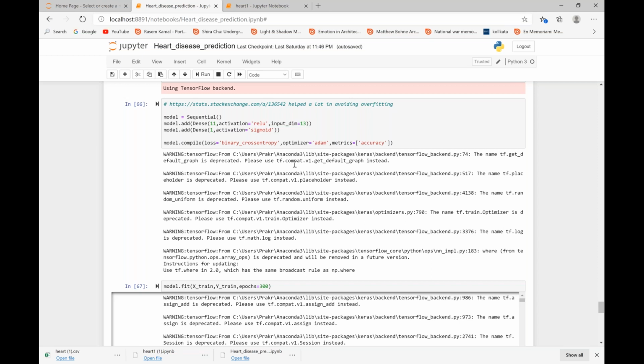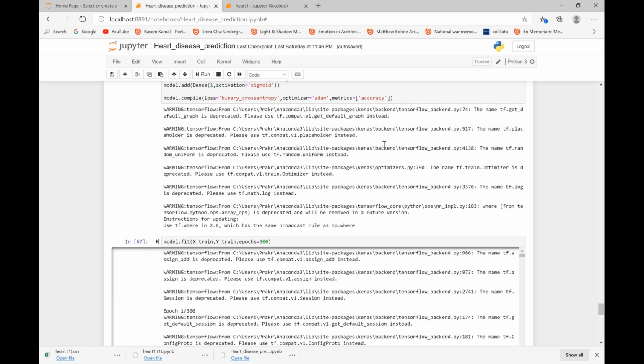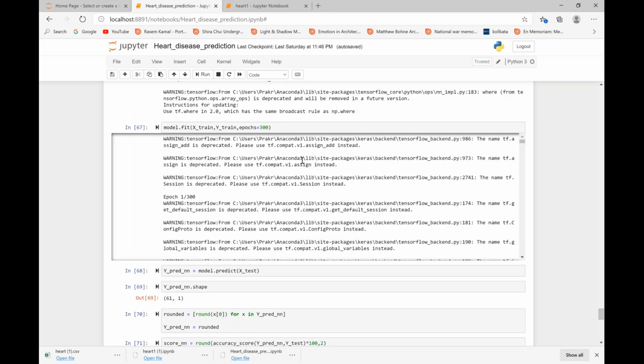It is a very good loss function which minimizes the loss between two probability distributions, that is the predicted and the actual one. And then we are using Adam, which is an optimizer. It is known to provide the best performance, so we normally use Adam. And then metrics equal to accuracy is used to determine the accuracy. But we have used just 300 epochs over here.